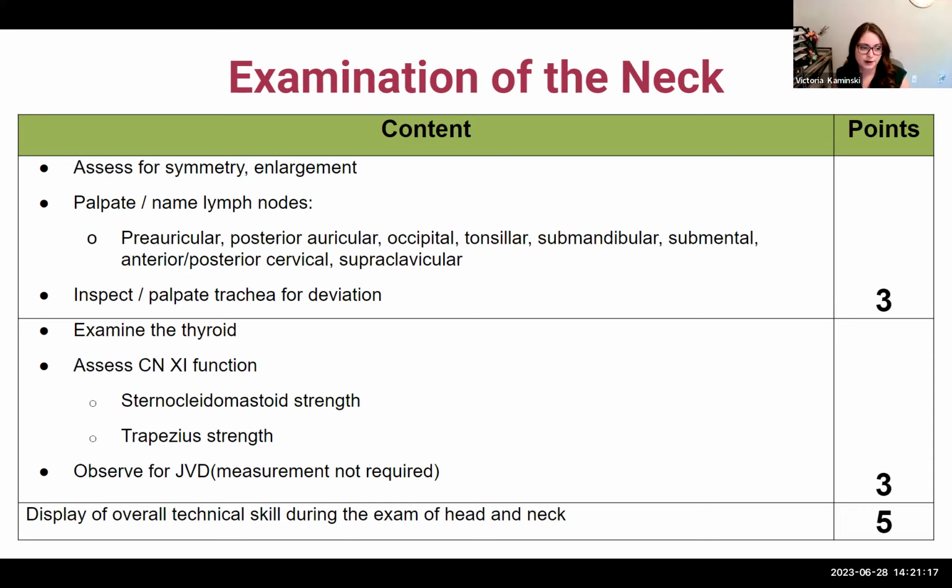You're going to be inspecting and palpating the trachea for any evidence of deviation, examining the thyroid, assessing cranial nerve 11 for function. You're having the patient shrug their shoulders for you up against the pressure of your hand, and then trapezius strength. So you're basically going to have the patient push up against your hand, and you're going to test that bilaterally. Remember, you're doing everything bilaterally with this patient. Observing for any jugular venous distension. So that measurement is not required, but you would mention that as part of your neck examination. And then we're giving you 5 points for technical skill during your exam. So you are gaining several points if you're doing things correctly.